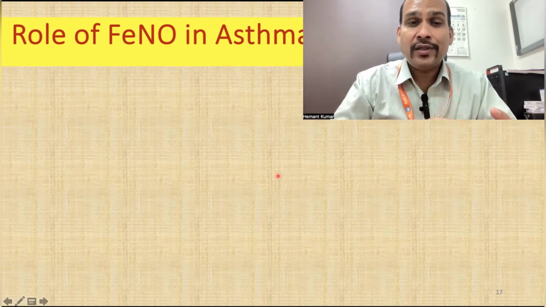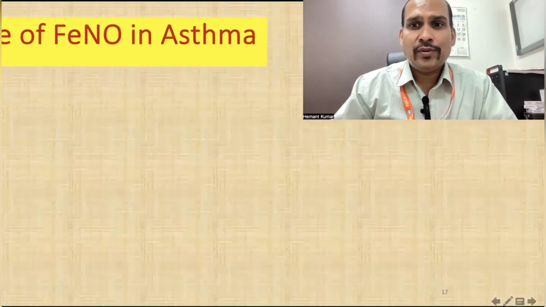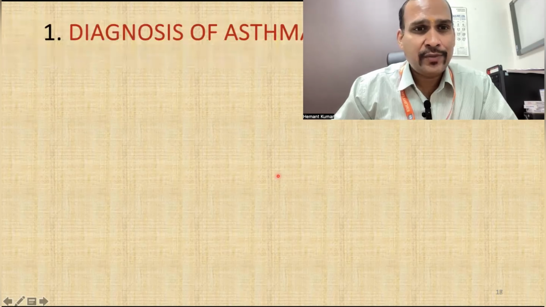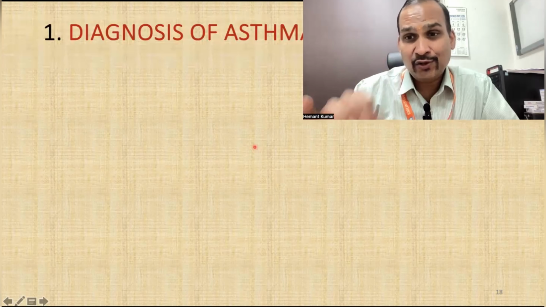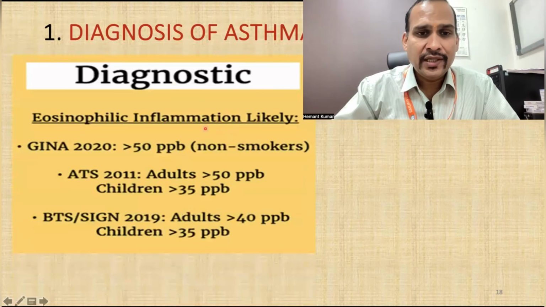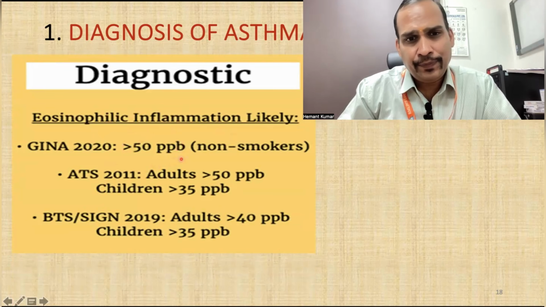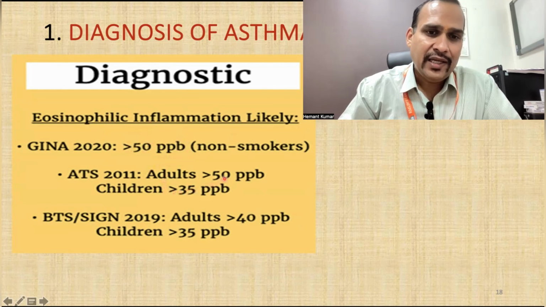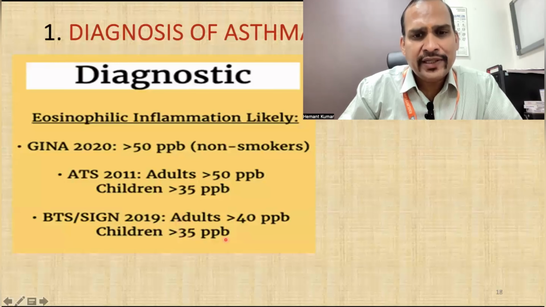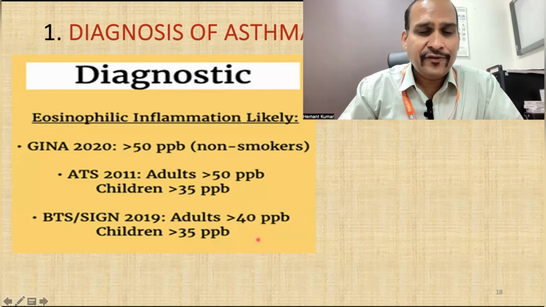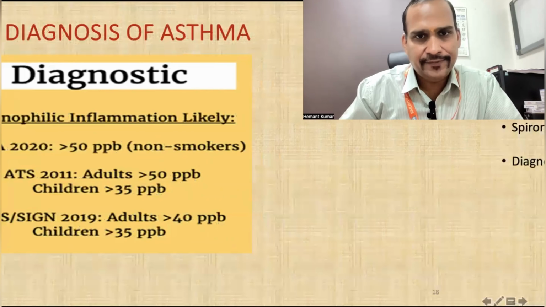So what is the role in asthma? The role of FeNO in asthma is to diagnose asthma, especially T2 high asthma, eosinophilic asthma. If it is more than 50 parts per billion, you can say this is eosinophilic type of asthma. In children, more than 35. Different societies have given different values, but we follow 50 for adults and 35 for children.